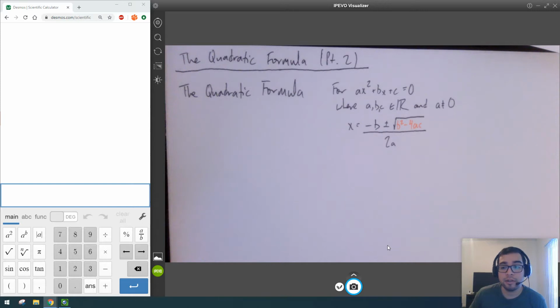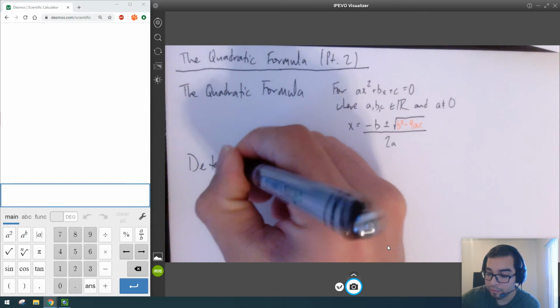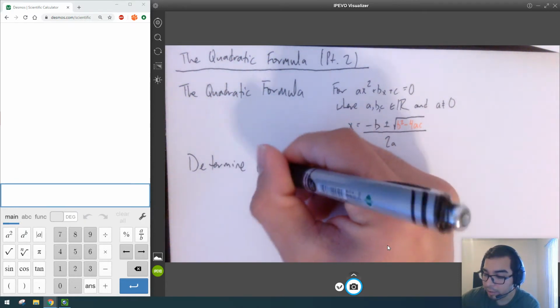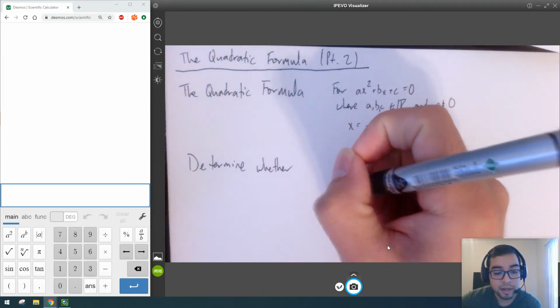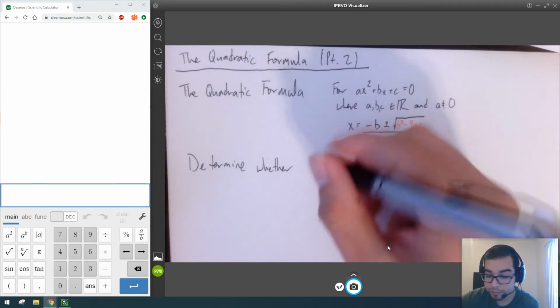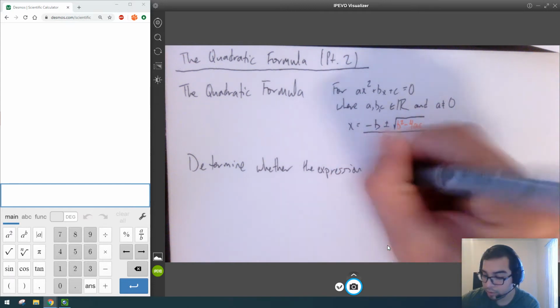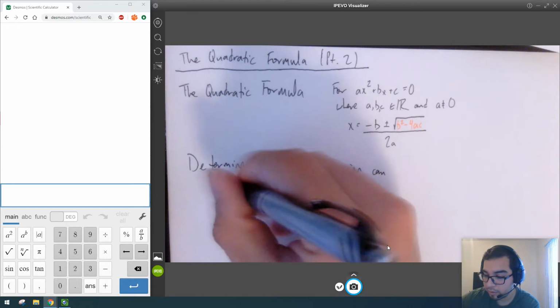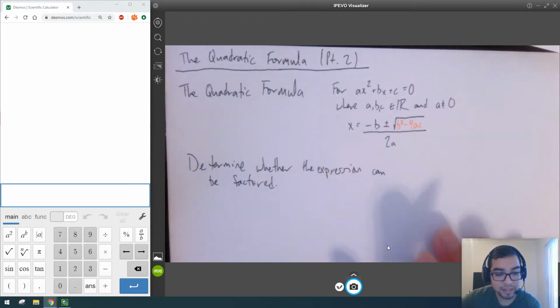So what we're going to do is take a look at the discriminants and determine whether a quadratic is factorable or not. Okay, so let's take a look. We're going to determine whether the expression can be factored. I'm not solving for anything, I just want to know if this quadratic is factorable, using the discriminant.